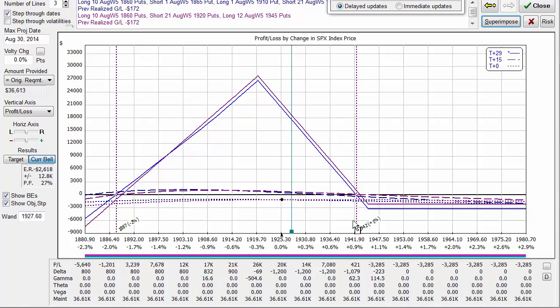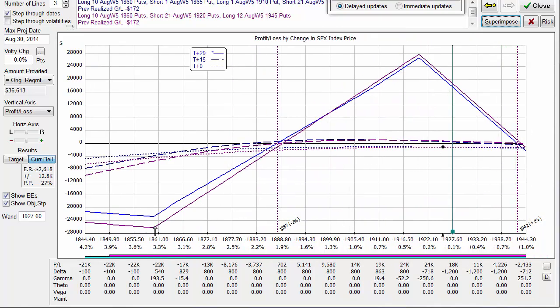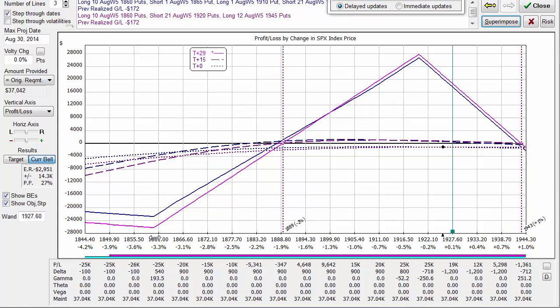Now, naturally, when we add more put debit spreads, that's reducing our margin. So our margin went from 33,000 down to, what's this, about 25,000. And these put debit spreads are just flattening things out like crazy.